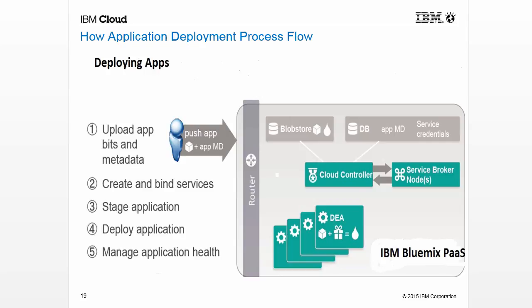First, you upload application bits and metadata, create and bind services, stage the application, deploy the application, and finally manage the application health. When you deploy an application to Bluemix, you must configure Bluemix with enough information, including metadata, to support the application. For mobile apps, Bluemix contains an artifact that represents the mobile application's backend, such as the services that are used by the mobile app to communicate with the server.